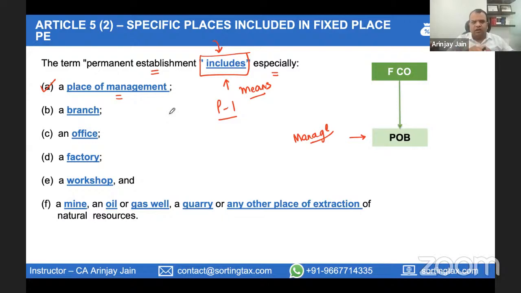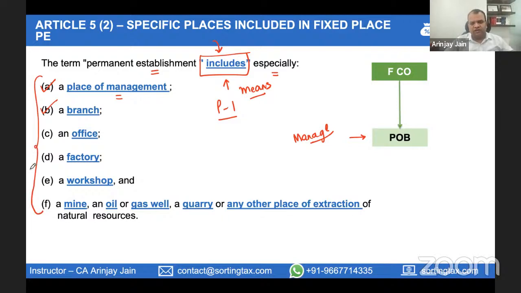Let me repeat. A place mentioned in paragraph 2 to be specifically included in PE cannot be a PE unless it meets the condition given in paragraph 1, which is that it should be a fixed place of business. The business of the enterprise should be carried on through such place. The business can be carried out either wholly or partly. The second clause is branch, and what I mentioned is equally applicable in respect of all these clauses.